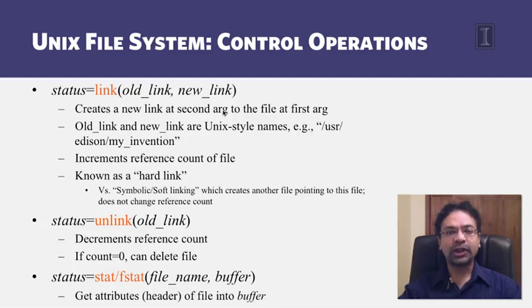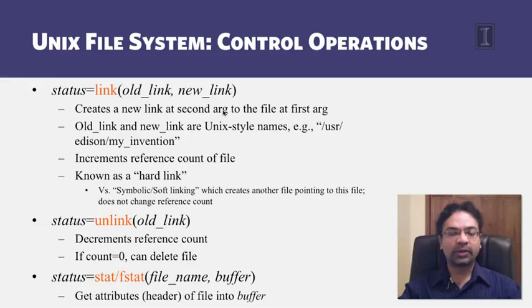Essentially, after this link returns, you're going to have two different directories pointing to the same file that is located on disk. And in this case, old link and new link are Unix style names, and so the directories actually point to those files. Whenever you call link, this is hard linking here, it increments the reference count of the file, because the reference count refers to how many directories contain the file. This is known as hard linking, and there is a different kind of linking known as soft linking or symbolic linking, which does not affect reference counts.